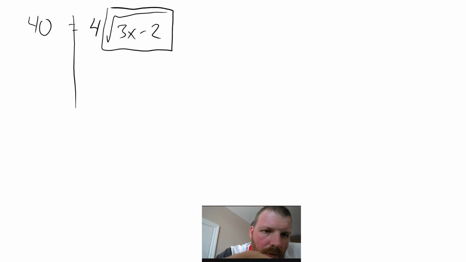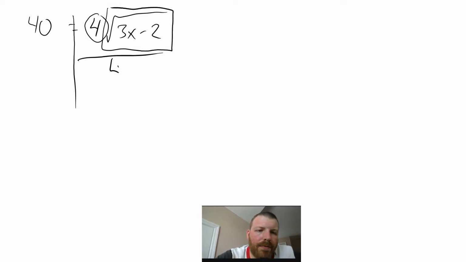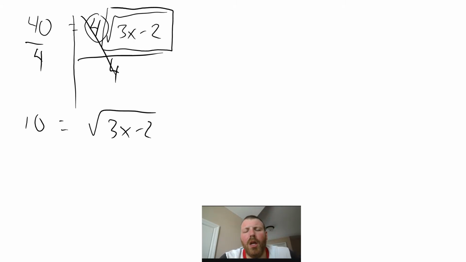So to get rid of the stuff around it, we notice it's being multiplied by 4. So what we have to do is divide by 4. It's just going to be much easier if we take care of that quick, and then we can take care of the radical later. So 40 divided by 4 is 10. We're going to bring down the rest of what I have left, okay, which is the square root of 3x minus 2.